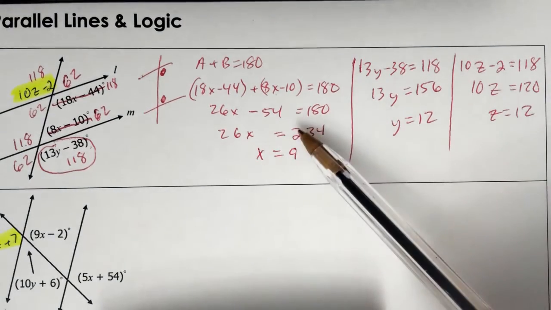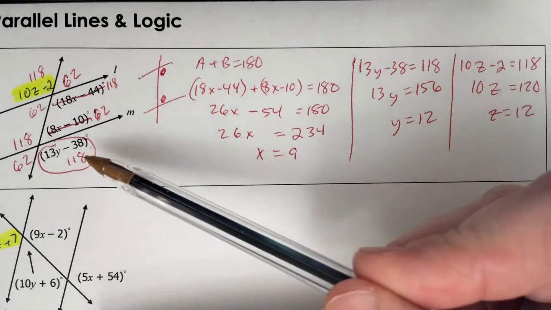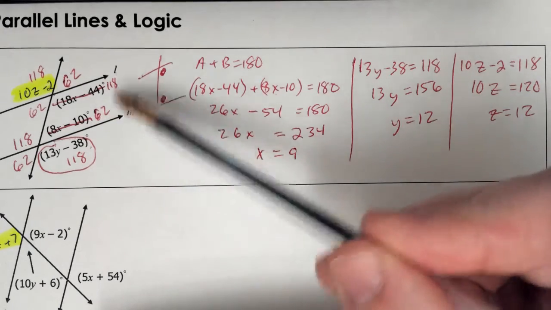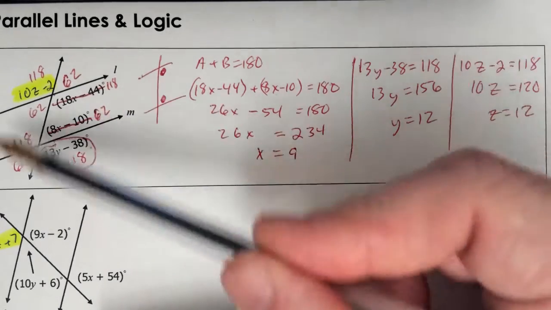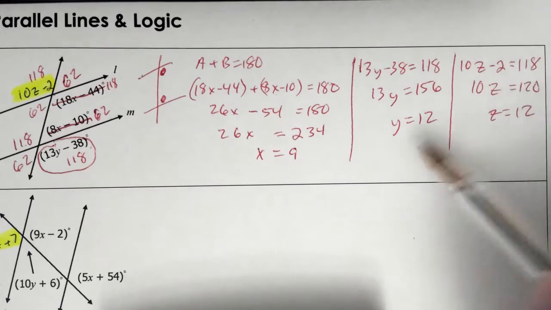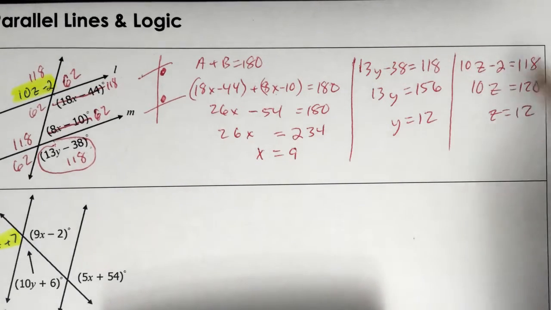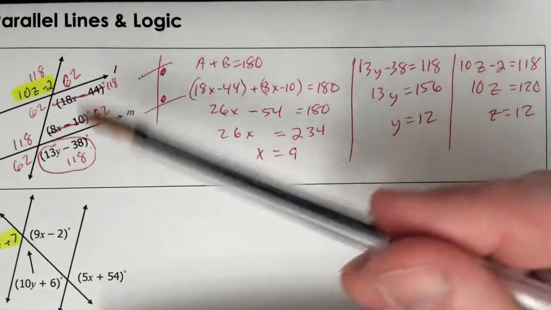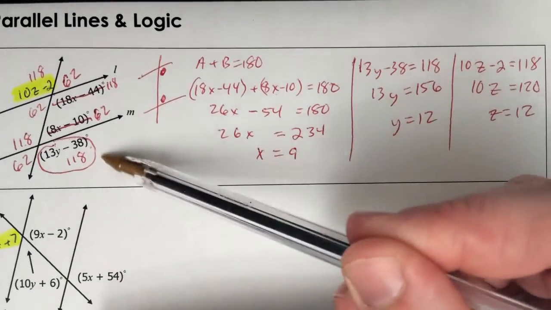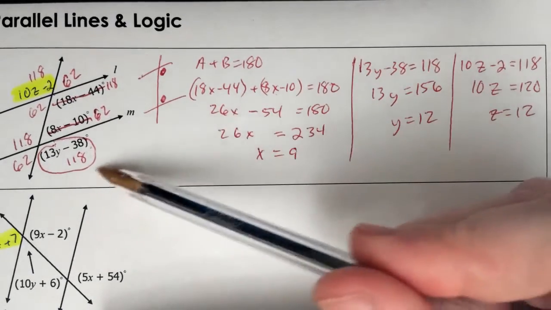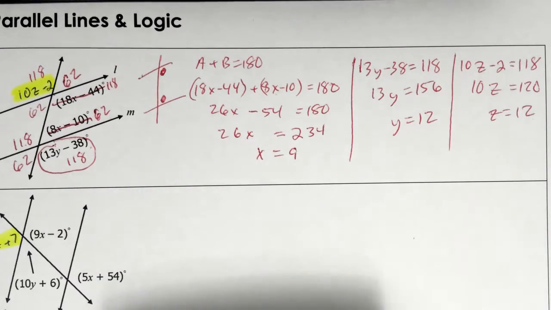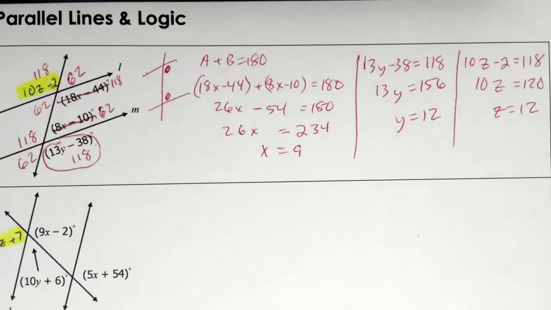So we found x. We plugged it back in. Now that we have these angles, we can find all of the other angles. We solve for both the y and the z. So if they are the same angle, they are equal to each other. And always plug it back in to double check that it made sense. All right, so that was number 11.